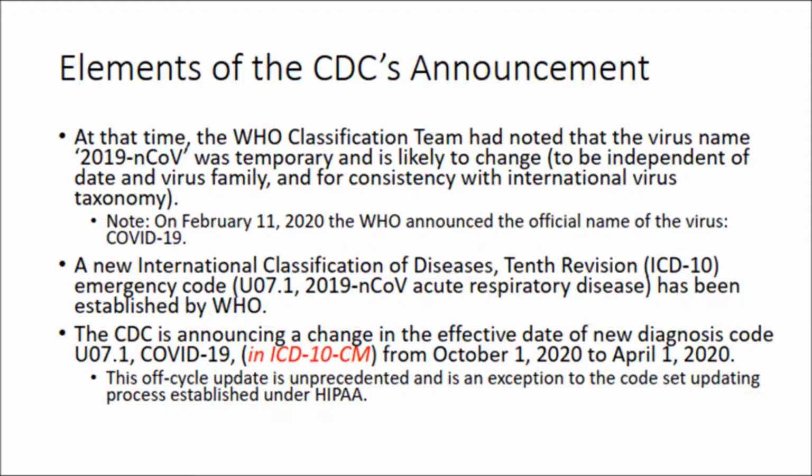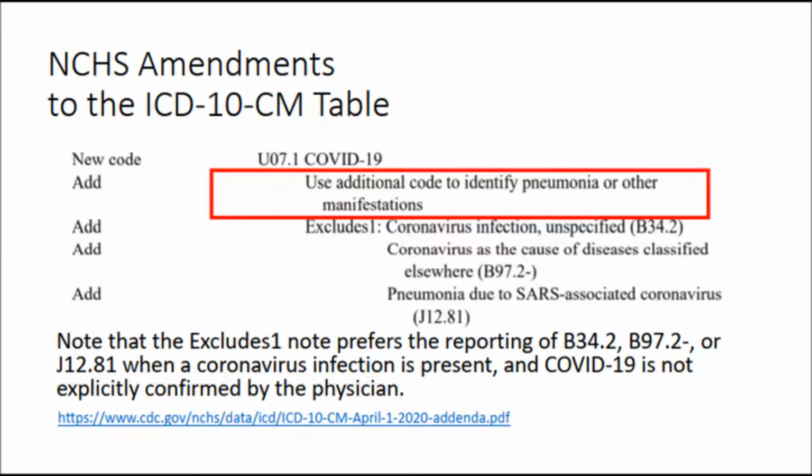The CDC is announcing a change in the effective date of new diagnosis code U07.1, COVID-19, in ICD-10-CM from October 1 to April 1, 2020. This off-cycle update is unprecedented and is an exception to the code set updating process established under HIPAA. CHS amendments to the ICD-10-CM table.